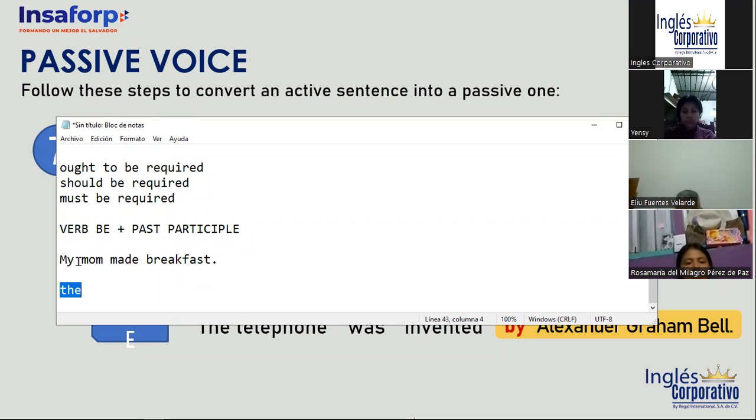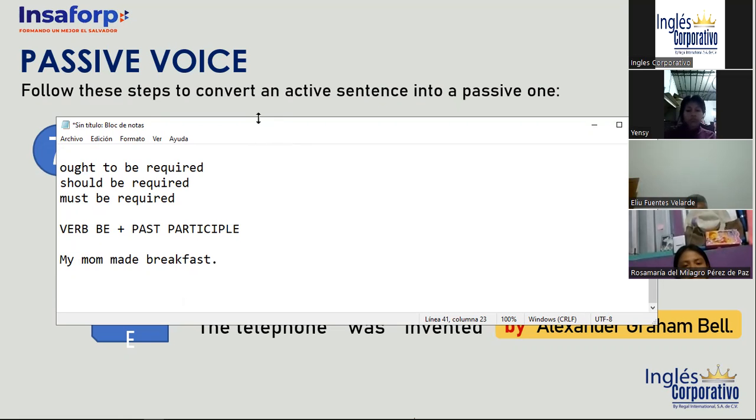Por ejemplo, my mom made the best breakfast, right? Ahí sería ya usándolo en modo superlativo, ¿verdad? O my mom made the birthday breakfast, right, for my sister. O el desayuno de cumpleaños, por decirlo así, right? Entonces quitamos ese the and we say my mom made breakfast.